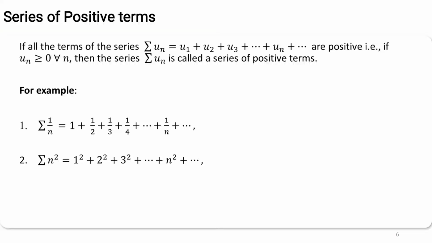Example for a series of positive terms: summation 1 by n is equal to 1 plus 1 by 2, 1 by 3, 1 by 4 plus etc., 1 by n plus so on. All the terms are positive, so the series is a positive series. One more example for a series of positive terms: summation n square. When n is equal to 1, 2, 3, you will get 1 square, 2 square, 3 square, etc., plus n square plus etc., which is a series of positive terms.